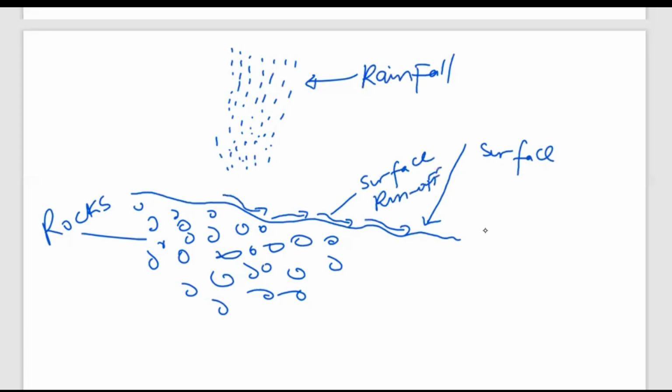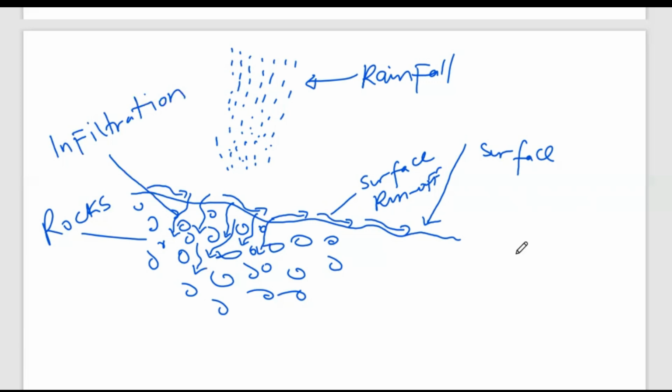runoff. Right. Not all water just flows over the surface. Like I mentioned, when it is raining, we're able to see water flowing over the surface. As well, some water is able to penetrate into the ground or into the rocks. You see? Now, the one which is able to penetrate into the rocks, this process is what is referred to as the process of infiltration.